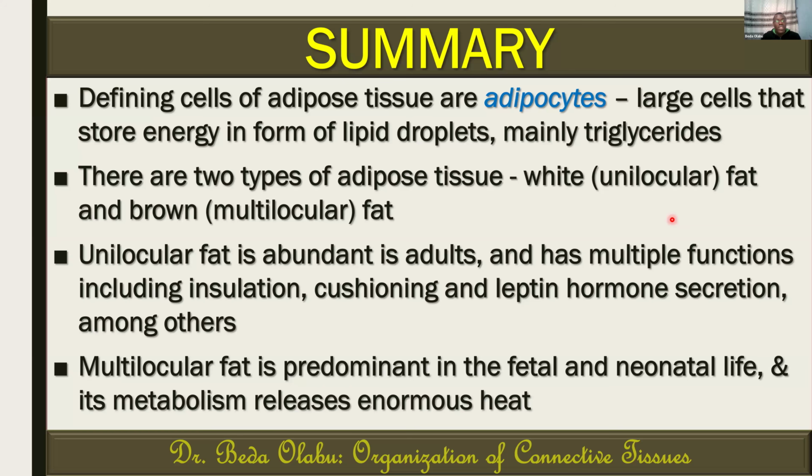However, the multilocular fat, which is also known as the brown fat, is predominantly large in the fetal and neonatal life, and perhaps very young children. Its key role is in thermogenesis. So the cells within this particular tissue will have a lot of mitochondria. Remember that they are relatively smaller than the adipocytes of the unilocular fat, but they contain multiple locules of fat within. They are richly innervated, they are richly vascularized, they have a lot of mitochondria. However, they are not abundant in adults.